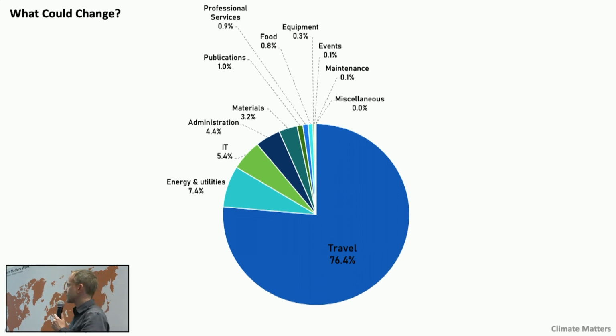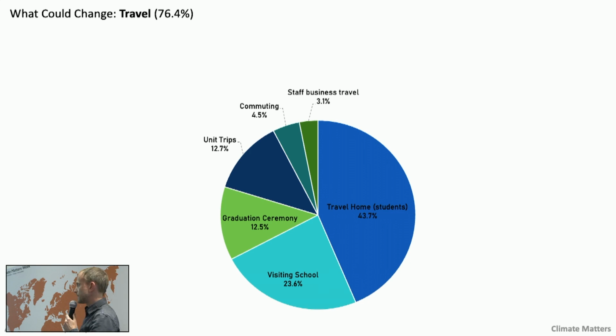And so we're left with this kind of big question about travel, which I hope will be the subject of many of our discussions. And then moving on from travel, we also have energy and utilities, IT and data, which is perhaps larger than we expected, relating to all of our digital footprints, administration, and materials. So travel subdivides into these areas, and the two largest ones, which make up 2/3 of the footprint, are the journeys that you make as students to and from the AA to your home countries, and the visiting school likewise, the students that come to the location of that school. The graduation ceremony comes up again as a large wedge, and then unit trips, commuting, and other aspects of travel.